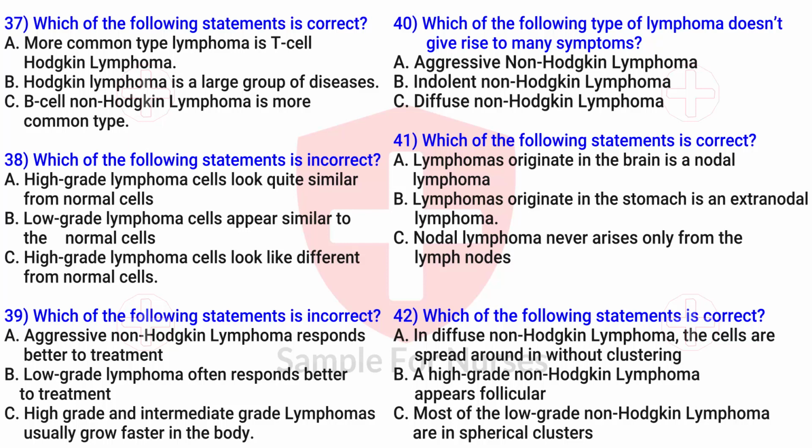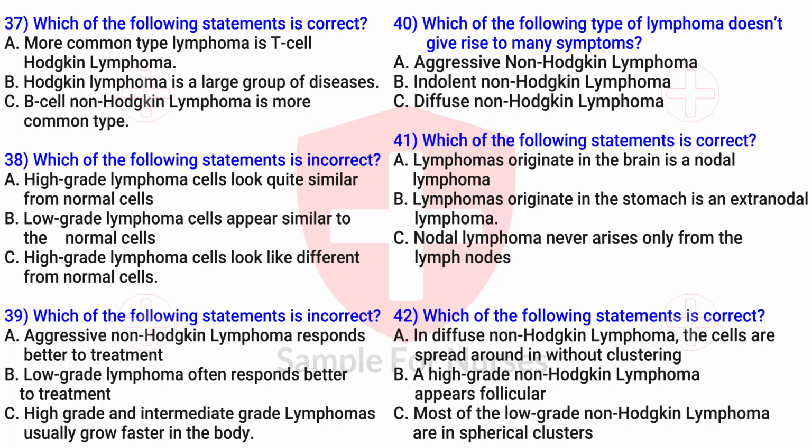Based on the type of lymphocyte turned into the cancer cell, the patients may have a T cell or a B cell lymphoma. B cell non-Hodgkin lymphoma is the more common type. There are many different types of B cell and T cell lymphomas, each behaving in a different way.